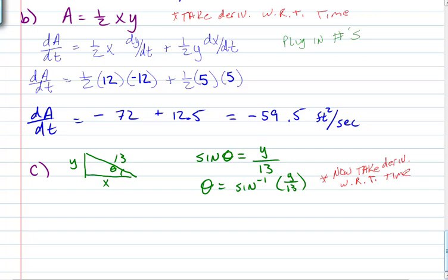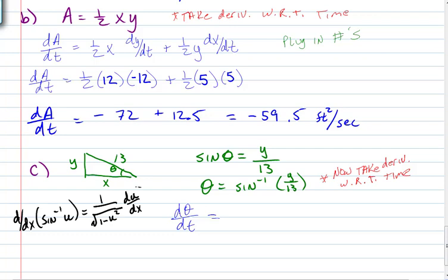And when we take the derivative with respect to time, we end up with d theta/dt is equal to, now I've got to remember this inverse. The derivative with respect to x of sine inverse u is 1 over the square root of 1 minus u squared, times du/dx. So we've got to recall this in order to do the derivative.